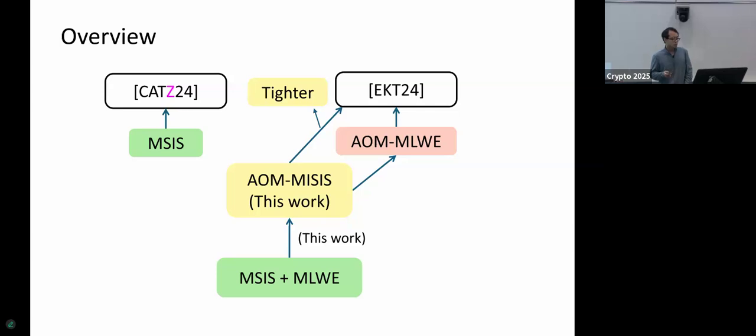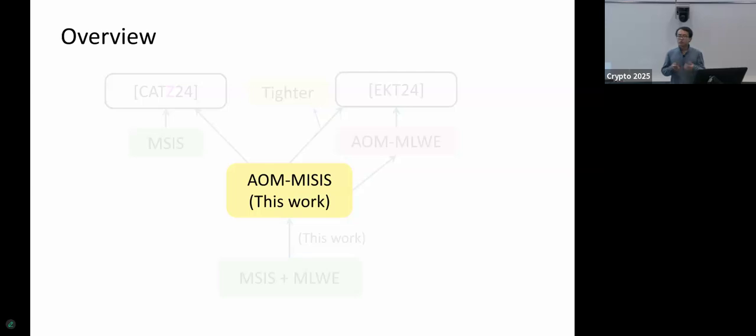And also, we find the security of CAT scheme can also be based on the hardness of a problem, and this will give much better parameters. So for the rest of the talk, I will tell you what this AOM-ISIS problem is and explain some ideas behind our reduction.